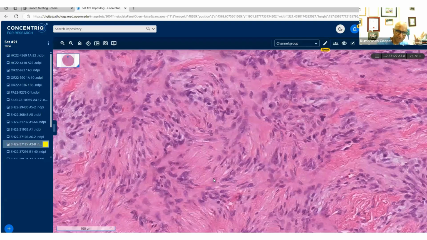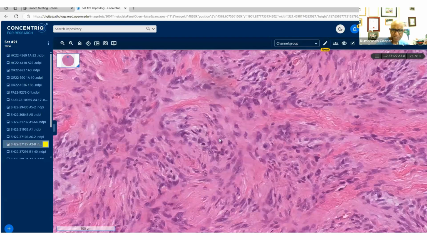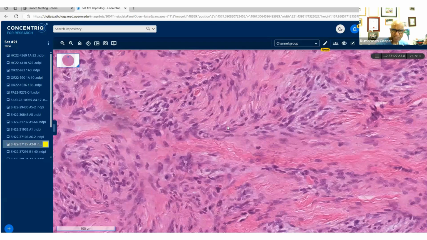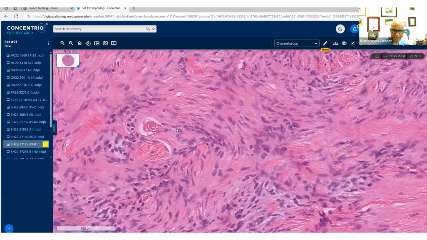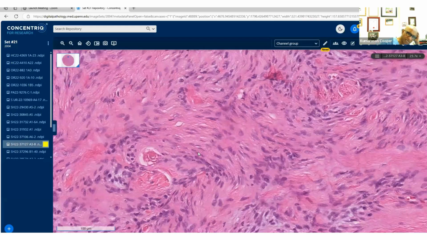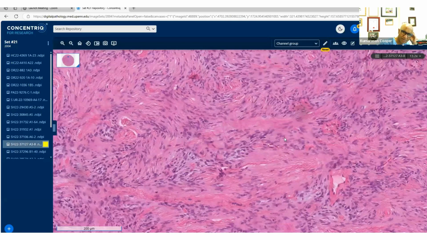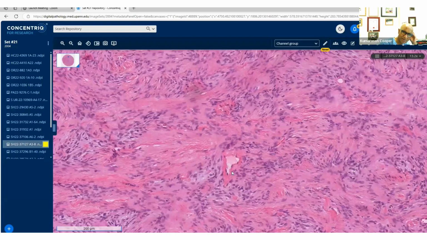These are the spindle cells. Again, very bland looking, plump spindle cells. Some of them are spindled and very thin, like here, more sclerotic, the most sclerotic areas. And then these alternate with these loose myxoid areas. Here you have a hyalinized vessel as well.